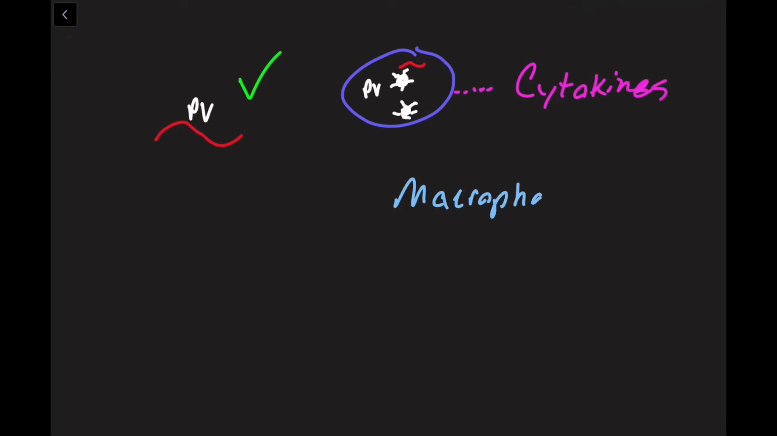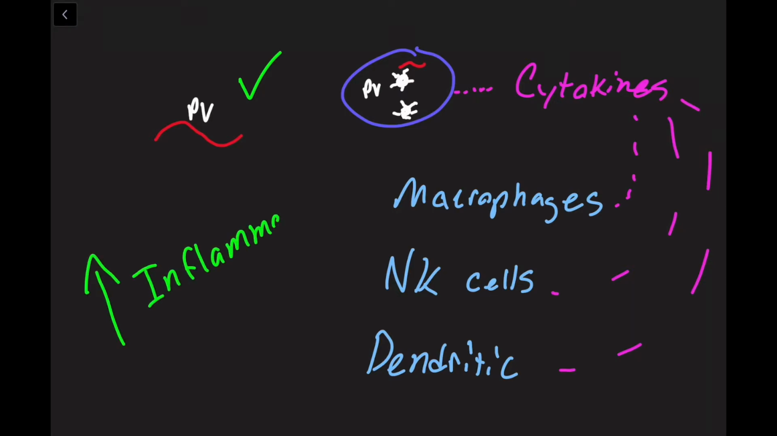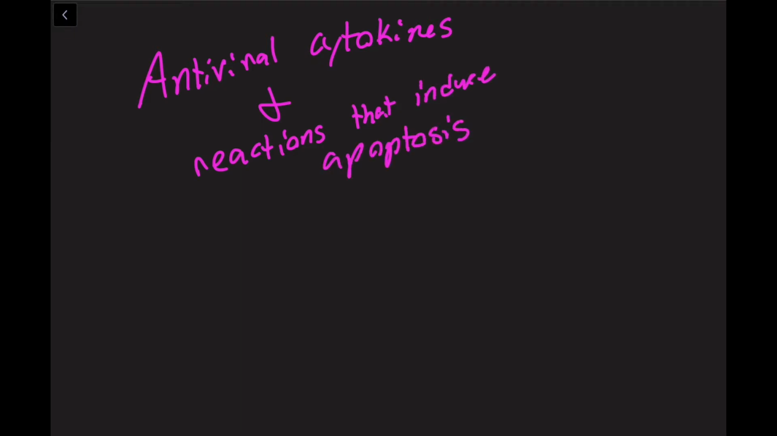Once the poliovirus RNA is recognized by the innate immune system, infected cells will begin to secrete cytokines. Other cells, such as macrophages, natural killer cells, and dendritic cells, will also secrete cytokines, contributing to the inflammatory environment. These antiviral cytokines are joined by reactions that induce apoptosis, combining to interfere with the virus growth at the site of infection.